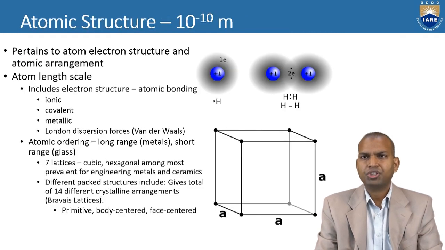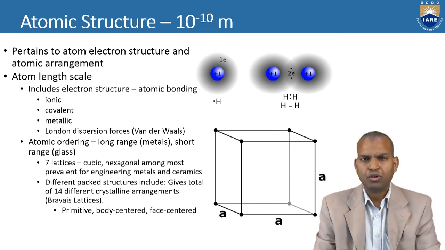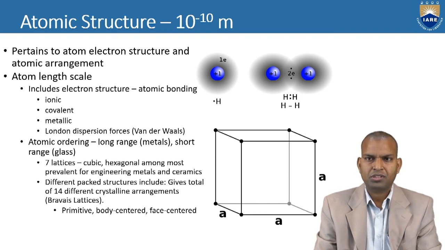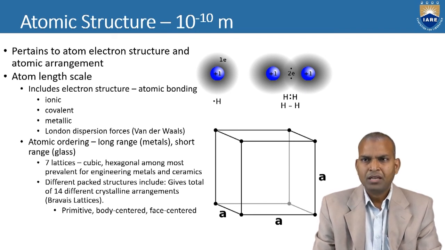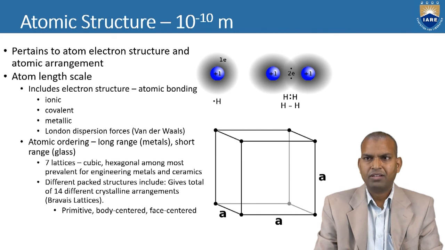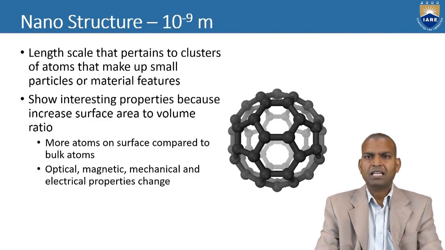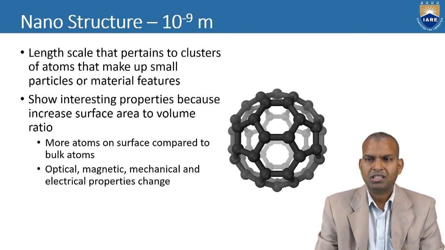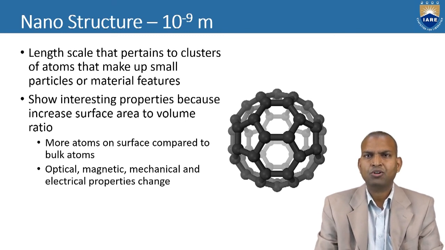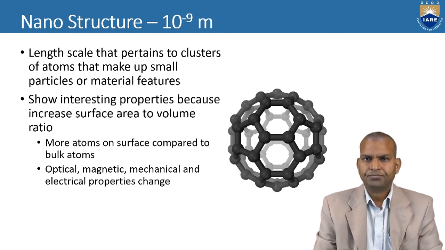Now, atomic structure, as I told you, various bonds will be there. That is ionic bond, covalent bond, metallic bond, and London dispersion forces, that is called van der Waals. So these are the atomic structure level. Now nanostructure. As I told you, it is less than 10 power minus 9 meters. Then the study is the nano level scale study. That's called nanostructural materials.